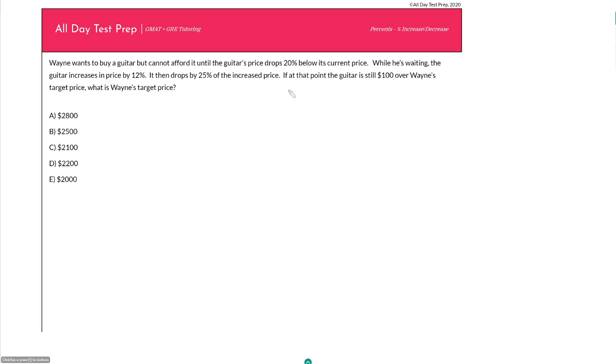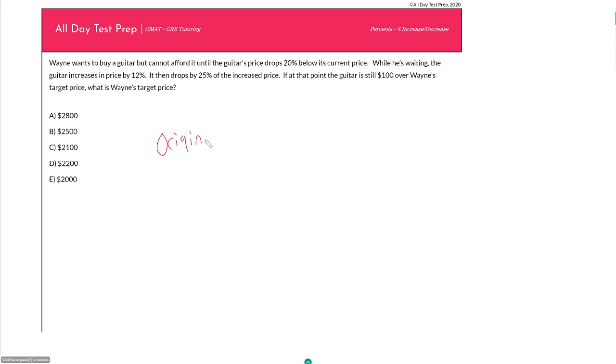And so it seems like a lot of information, and it is a lot of information, I would say, but the good part about it is that oftentimes for these successive percent increase, decrease questions, the information is presented in chronological order, which makes it a bit easier to organize, because I can sort of just go statement by statement and translate it, and that will also represent the order in which I want to solve my statement. And so in this case, we got a guitar that Wayne wants to buy, and it has some target price. And so even if they don't mention it in the question, if there's a target price, that means there must have also been an original price. And so that is the first place to start.